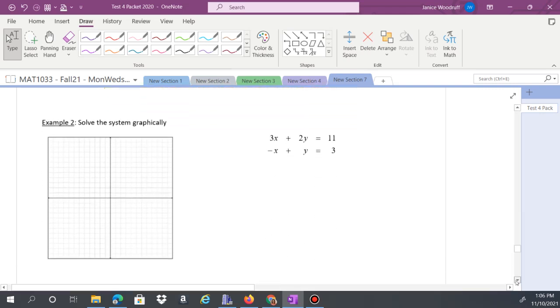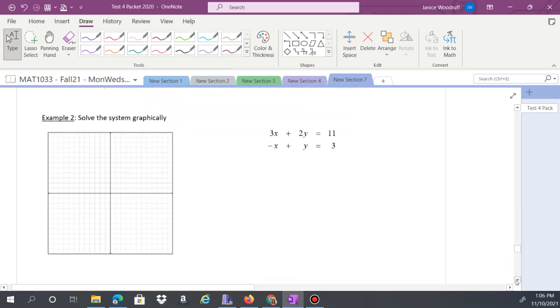So for graphing, you're just graphing both of these on the same graph and then seeing where they intersect. Okay, so if I want to graph these, I'm going to take each of these equations and I'm going to get them in y equals mx plus b form. So my first equation I have 3x plus 2y equals 11. I want to isolate the y. So I'm going to take the 3x and I'm going to subtract it over here.